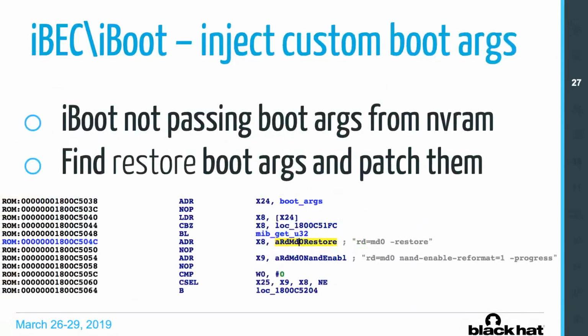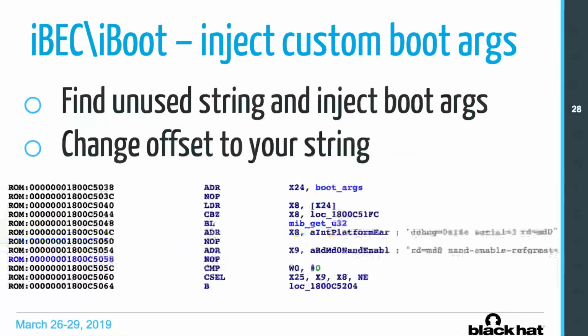Boot arguments. The problem is that release iBoot does not support any custom boot arguments being passed to the bootloader, which means even if we can somehow write boot arguments in NVRAM, the release iBoots will just ignore them and continue to use the hard-coded ones. As we see here, there is one of the restore boot arguments. What we can do is just change them, right? If we can patch the bootloader, why not?